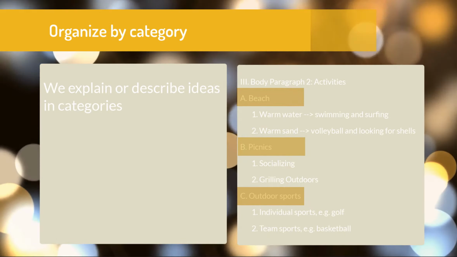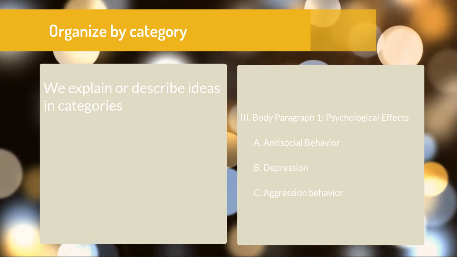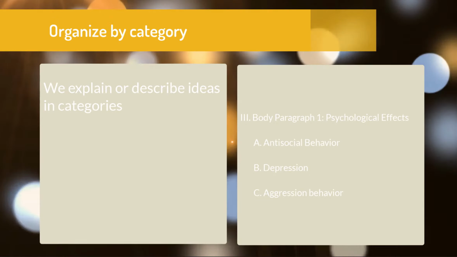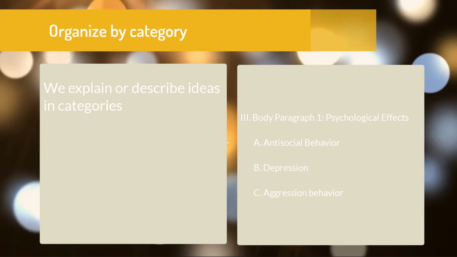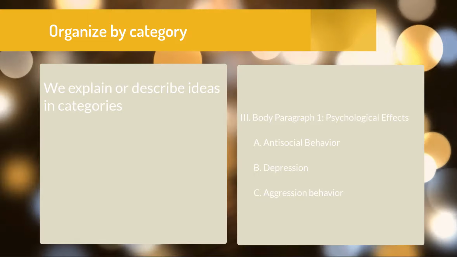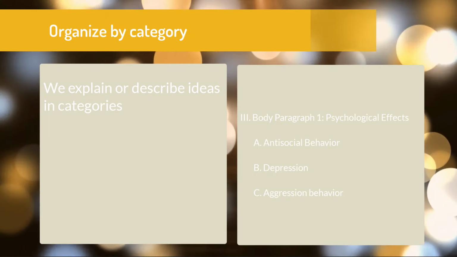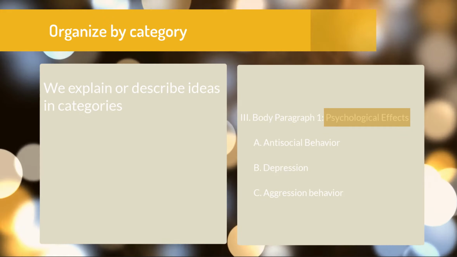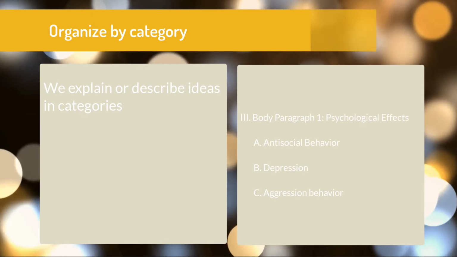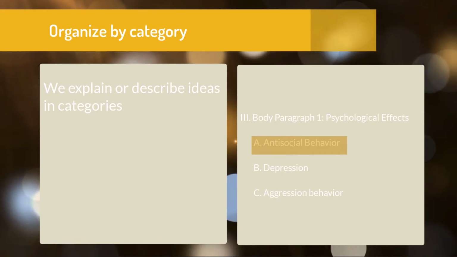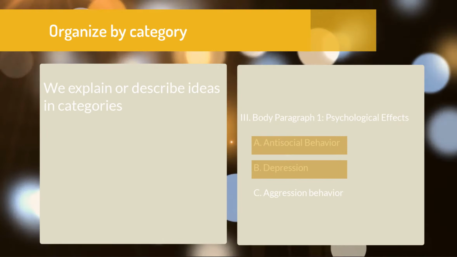We can look at another example as well. Let's look at this outline of a body paragraph for a cause-effect essay on the harmful effects of social media on teens. In this body paragraph, the writer will focus on the psychological effects. They categorize the effects by types of behavior: antisocial behavior, depression, and aggression.